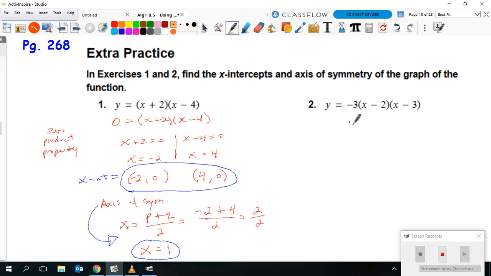All right, for number 2, you guys can go ahead and try number 2 on your own. Try to do the same thing. Find the x-intercepts, find the axis of symmetry. Go ahead and pause the video to do that on your own, and then play to check your answer.